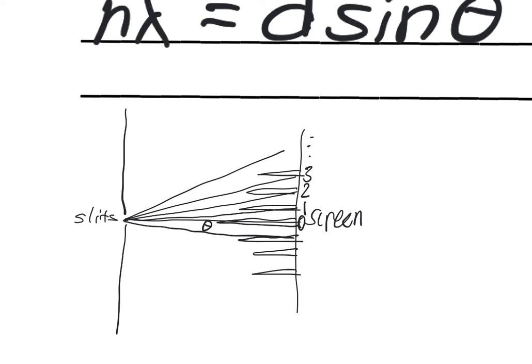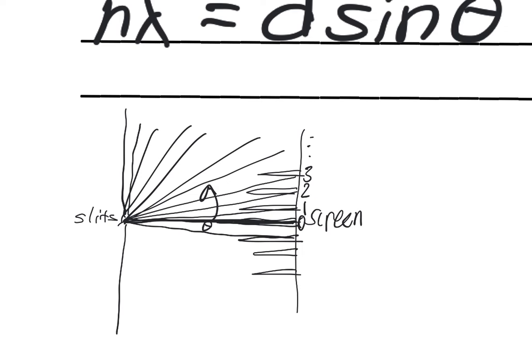For each order of maxima that we're dealing with, there's going to be a bigger and bigger theta, except that there comes a point where the angle gets so big that it's just never going to strike the screen, and that would be 90 degrees from that central line. So once theta, going away from the central line, gets to 90 degrees, then that light is just not going to strike the screen.